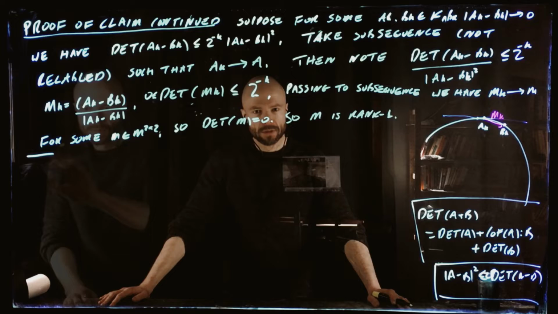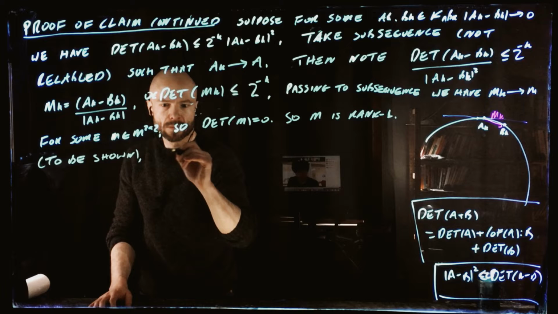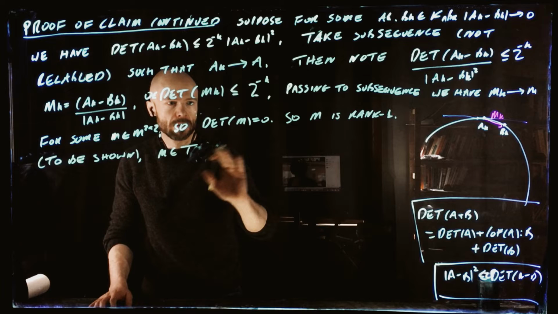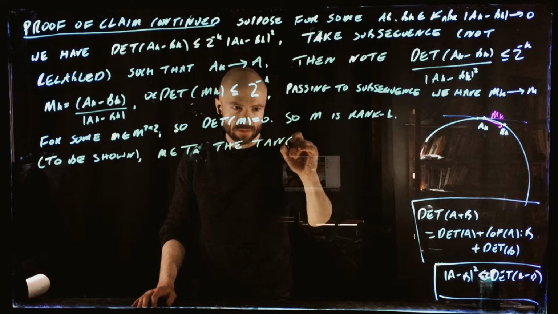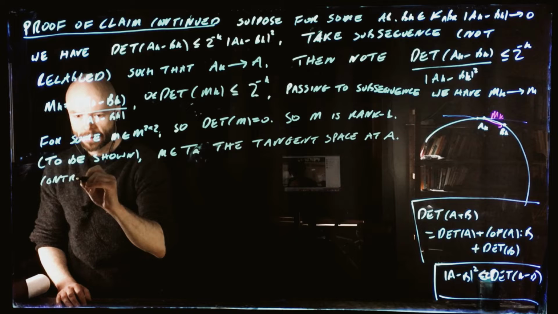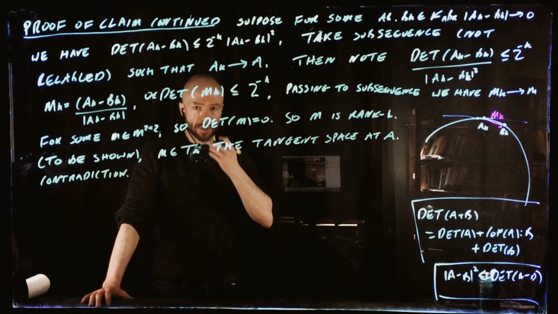And to be shown, M belongs to T of A, the tangent space at A. So, contradiction. Thus we have this estimate, modulo this one point. So, the claim is established.